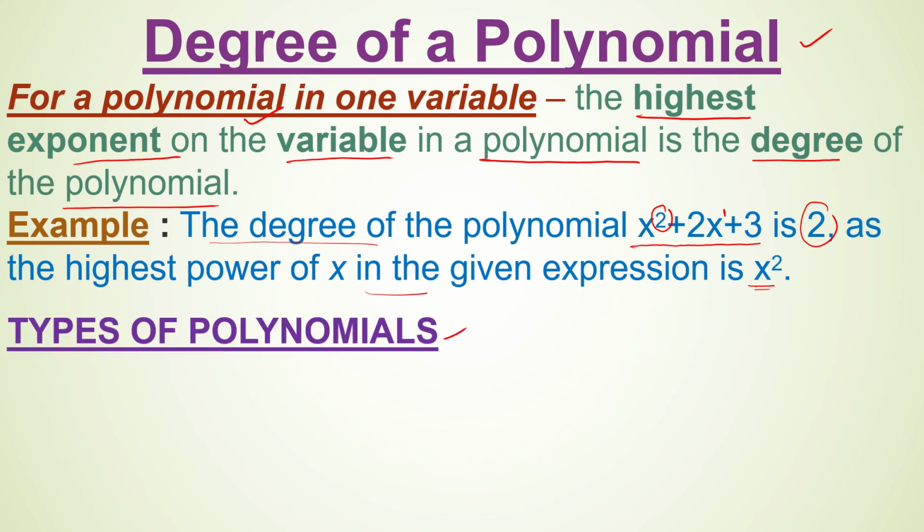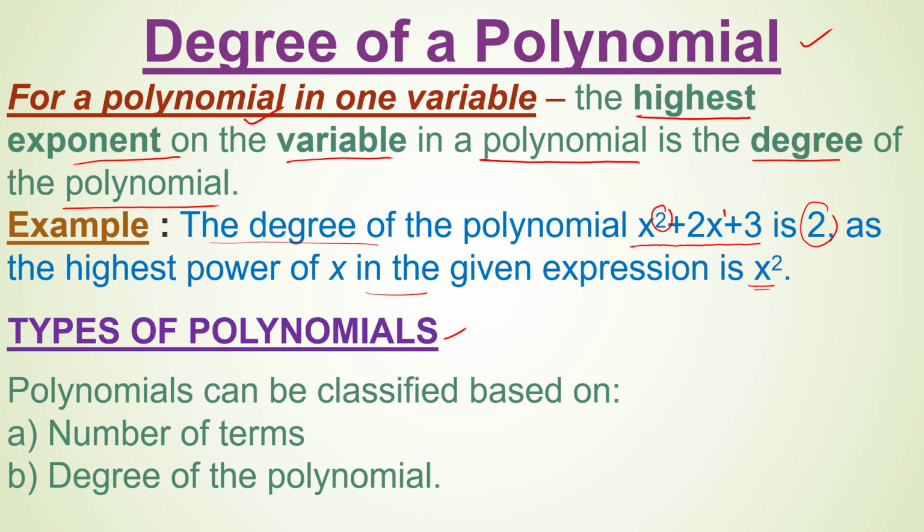Let us see the types of polynomials. Polynomials can be classified based on the number of terms and on the basis of the degree of the polynomial. Let us see types of polynomials based on the number of terms. This concept we have learnt in class 9th also.